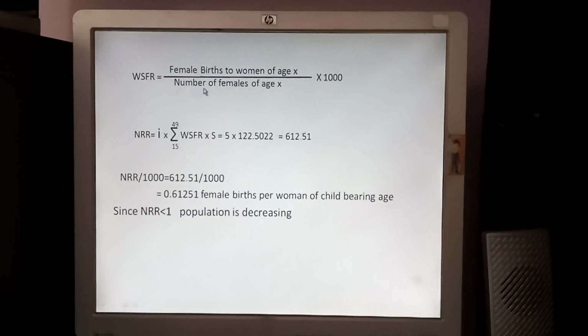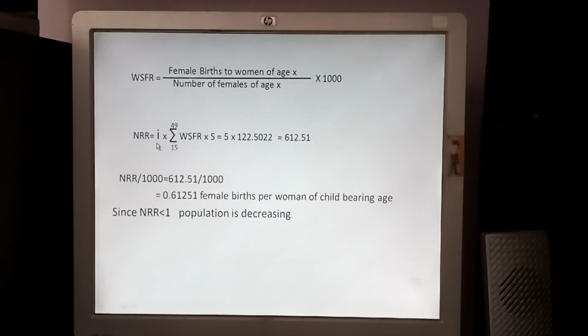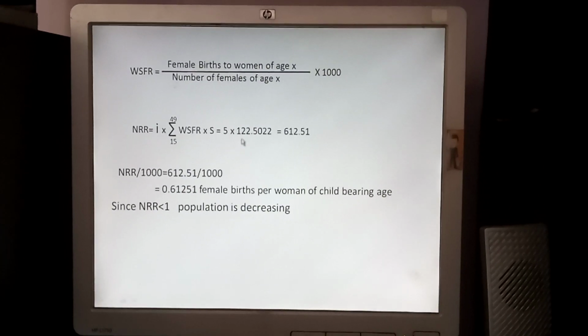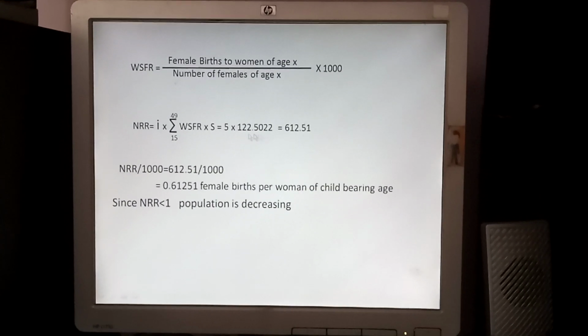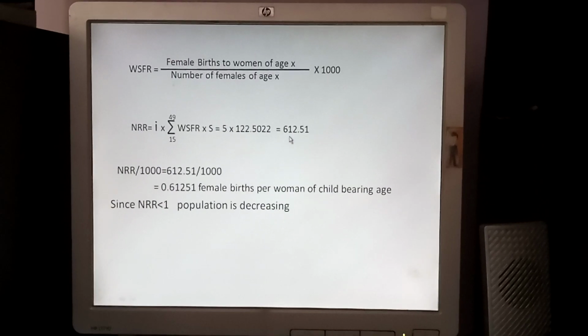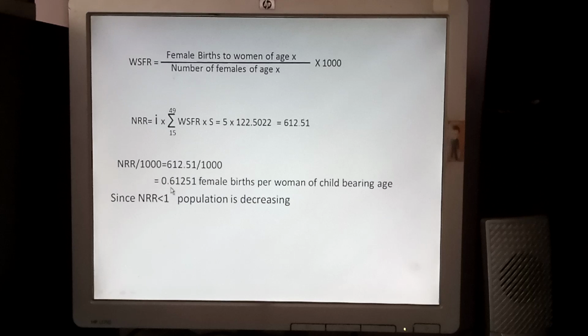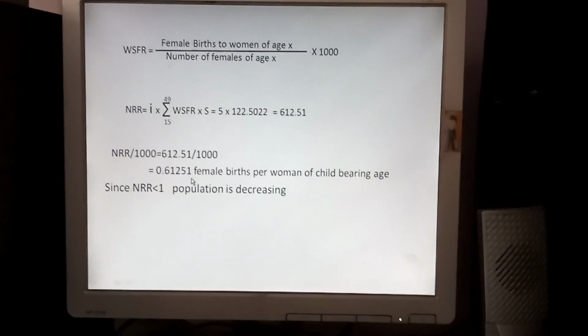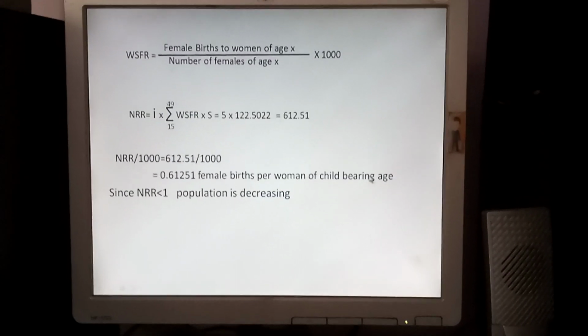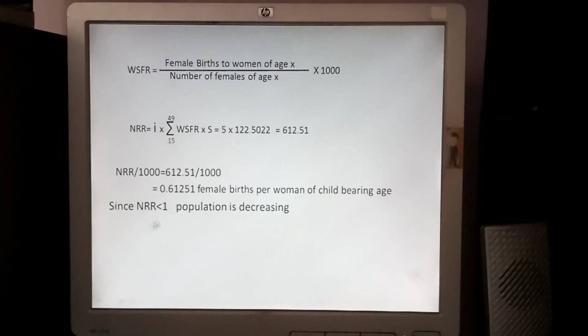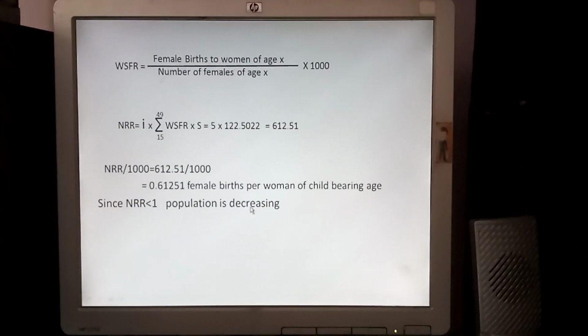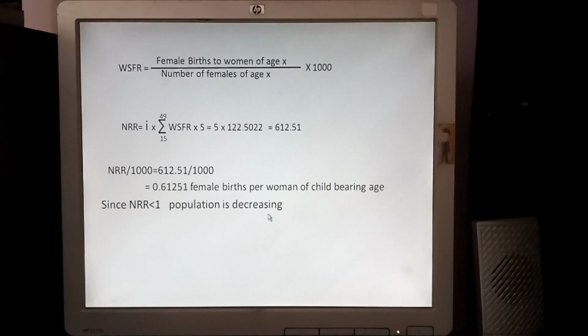So the WSFR formula is written, the NRR formula is written. So 5 into the last column total equals 612.51. If it is divided by 1000, we are getting 0.61251 female births per woman of childbearing age. Since NRR is less than 1, we conclude that population is decreasing.